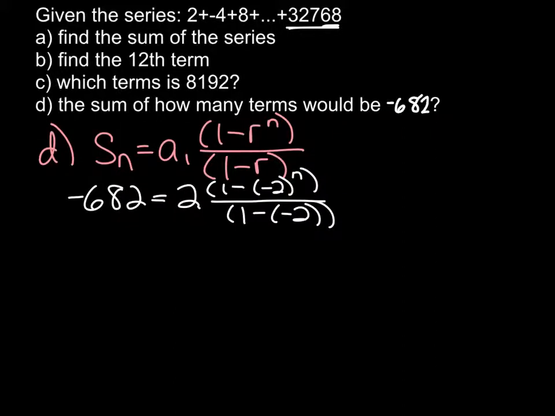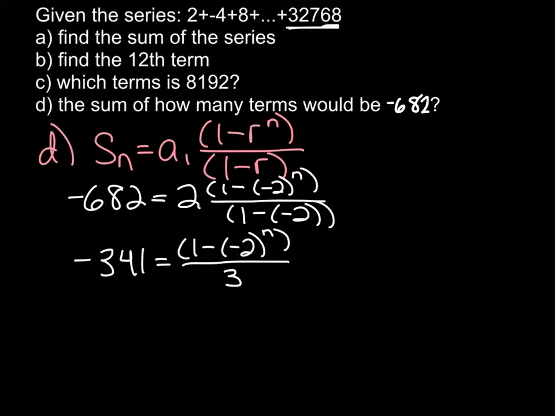So I need to simplify, so I'm going to divide both sides by 2, and that's going to give me -341 equals 1 minus -2 to the n, all over 1 minus -2, which is 3. I'm going to multiply both sides by 3, and that's going to give me a negative 1023.